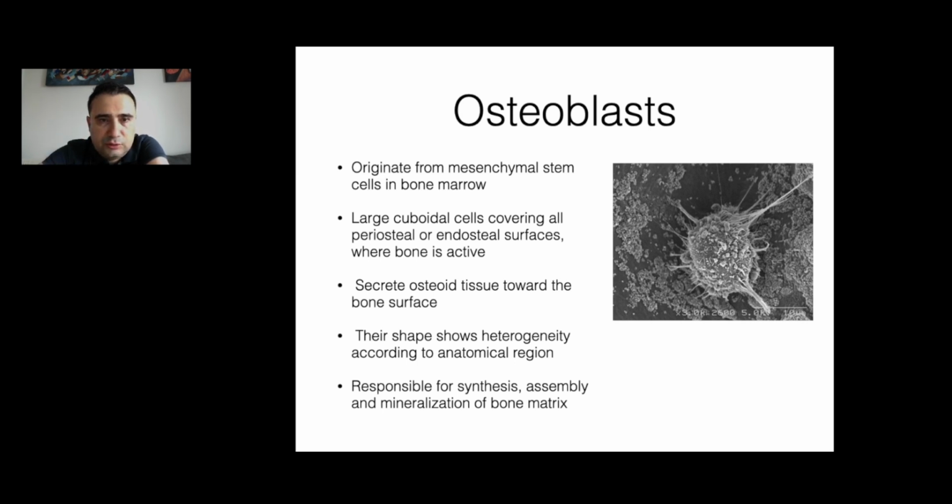Their shape is large and cuboidal, and they cover all periosteal or endosteal surfaces where the bone is active. They secrete osteoid tissue toward the bone surface, and they make the bone matrix. Their shape shows heterogeneity. They're not homogeneous everywhere, so their shape varies according to anatomical region. As I mentioned, they are responsible for synthesis, assembly, and mineralization of bone matrix. They make bone matrix, bone tissue. They form bone tissue.